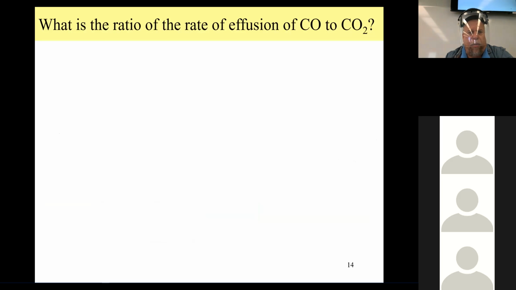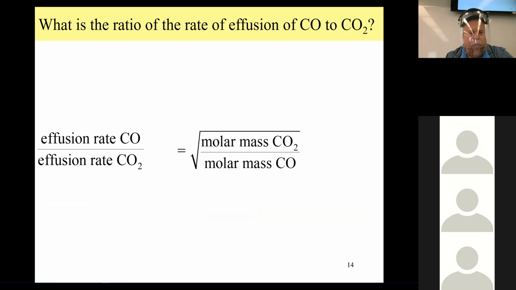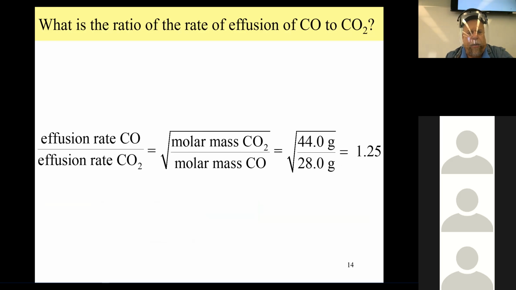Okay, now what is the ratio of the rate of effusion from these two? Well, you just put it in the formula there. The molar mass of CO2 divided by the molar mass of CO, the square root, that's 1.25. And so what does that say? What's going to effuse better, carbon monoxide or carbon dioxide? Just be logical. I said the same thing with helium. What's going to effuse better? Carbon monoxide, because it's only got one oxygen. It's a smaller molecule. It'll go through the pores of a balloon easier.